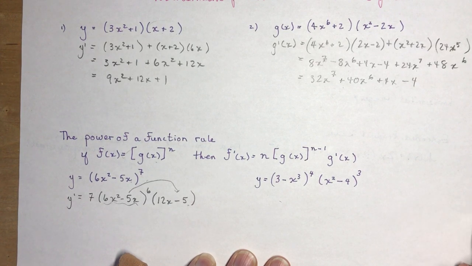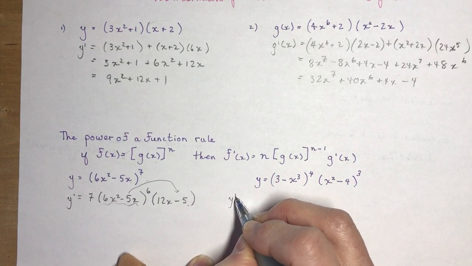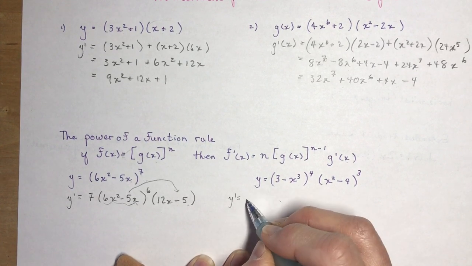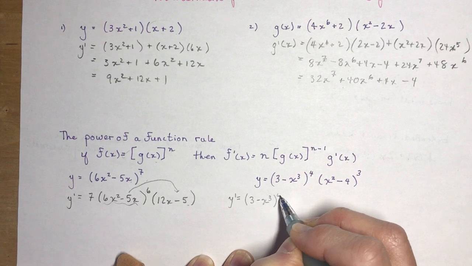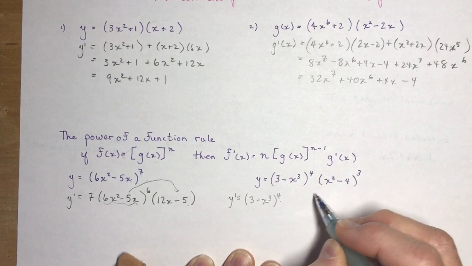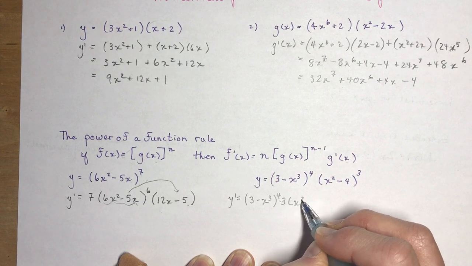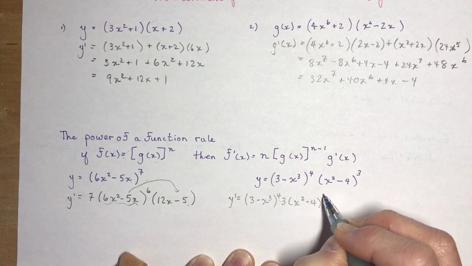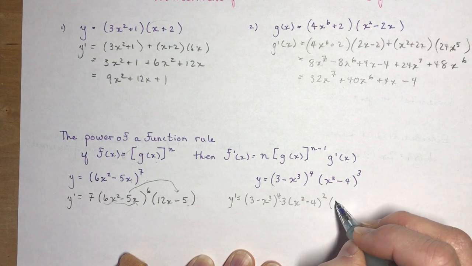So this is going to get really long. I hope I left enough room here. So let's write it over here a little bit. Y prime equals, so I'm going to write out the first times the derivative of the second. So the derivative of this one is going to be 3. So I'm applying that power of a function rule first, reduce the exponent by 1, and then I have to take the derivative of the inside.